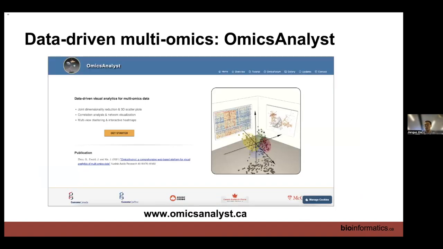Next one, we're talking about OmicsAnalyst. This is one where we're going to have a new protocol out soon, and it's data-driven.